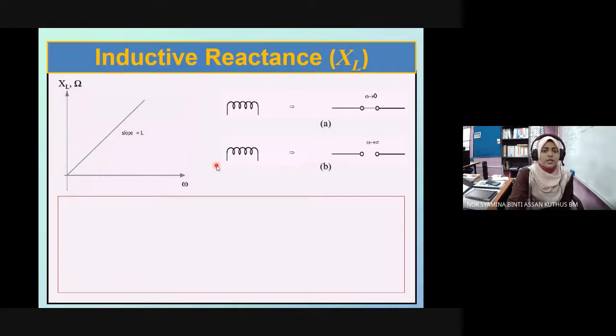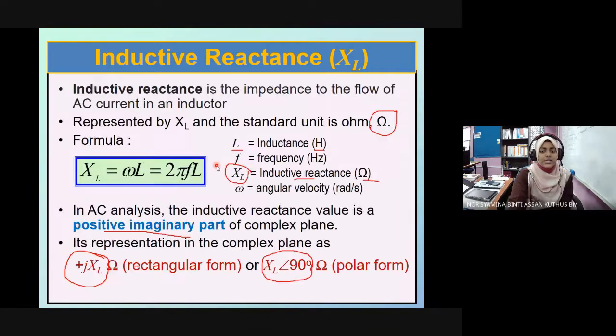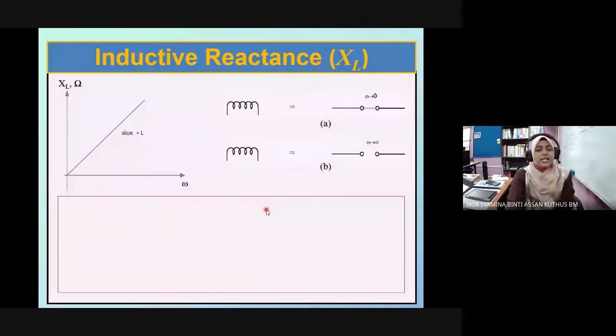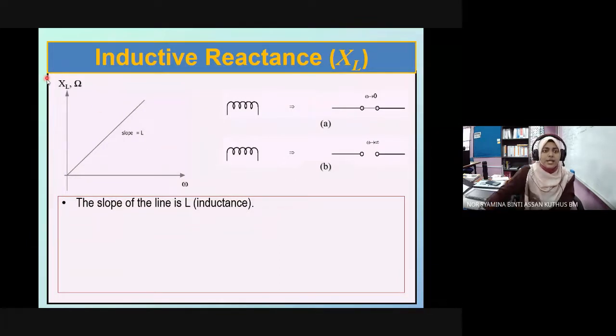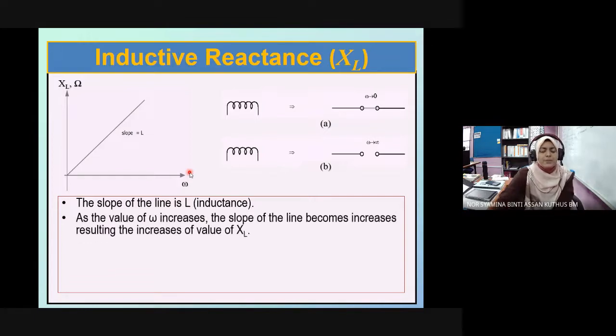Next, the phasor diagram for inductive reactance. Earlier it was said that the inductance here, XL, is positive 90 degrees. So, positive 90 degrees. Where is it in the waveform? We look at the slope of the line, which is L. We have XL over omega. So what happens as the value of omega increases? It means that as our frequency increases, the slope of the line will also increase, resulting in an increase of inductive reactance.